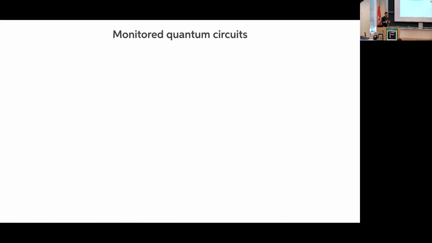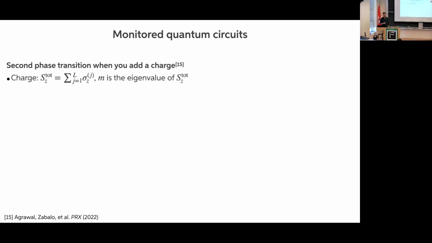So people have added many different things to monitored quantum circuits, one of which is charges. When you do so, you can find a second type of phase transition. The charge here is the total spin along the z-axis. So you can just think of that as the number of ones or zeros in your initial state, so number of ones. Your gates and measurements conserve this value.